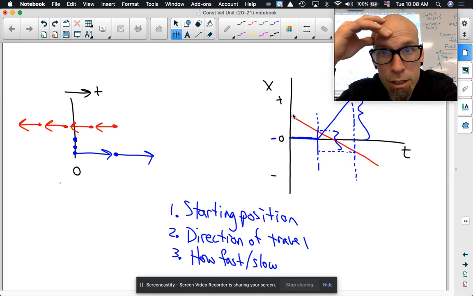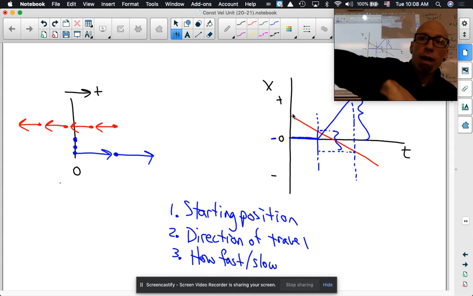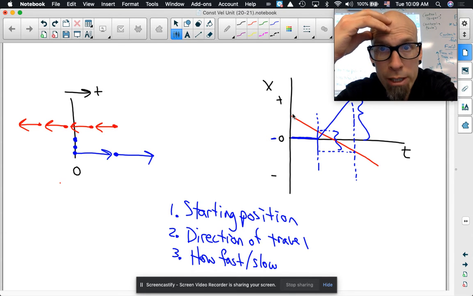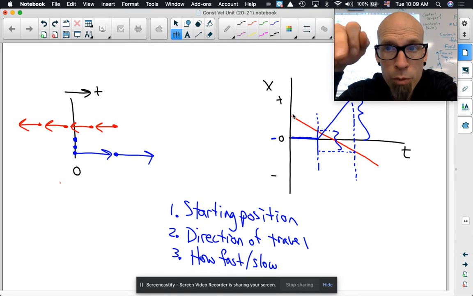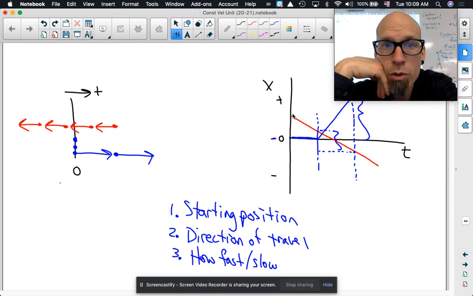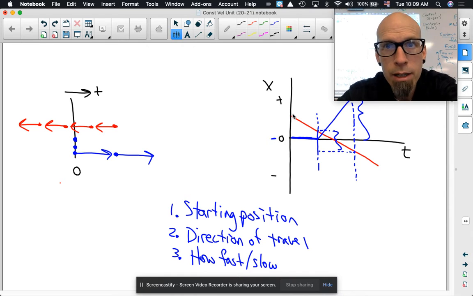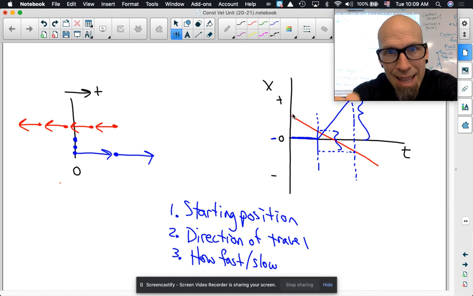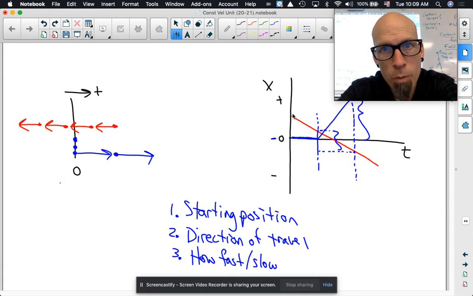Then we looked at the direction of travel, and how do we know that? Well, we said whether it's tipped up or down on the graph, which way the line is tipped tells us which direction the travel is. And then we looked at, how fast or slow is it? Well, that's how much the line is tipped. The actual value or steepness of the slope tells us how fast. So those are the three things we really, really need to be able to figure out by looking at a position time graph, and then be able to articulate that both in words and in motion maps. So that was the goal.